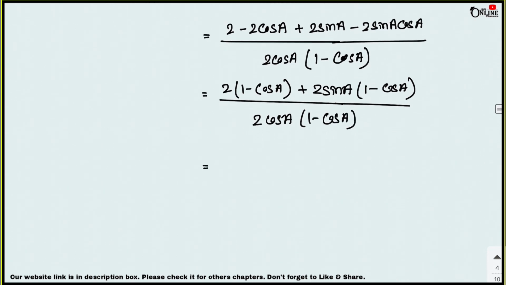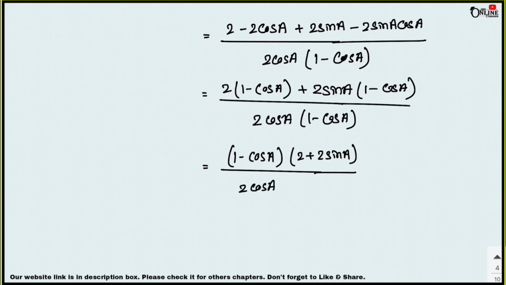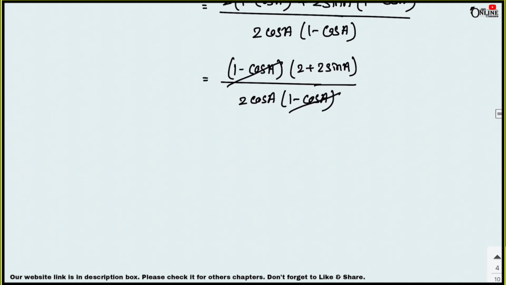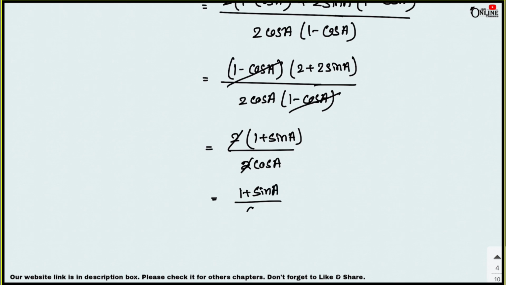Okay, so now in the numerator, you have 1 minus cos A into 2 plus 2 sin A. Here 2 cos A into 1 minus cos A. So 1 minus cos A, 1 minus cos A cancel out. From the upper one, common 2, so it will be 1 plus sin A divided by 2 cos A. Okay, so here 1 plus sin A by cos A.